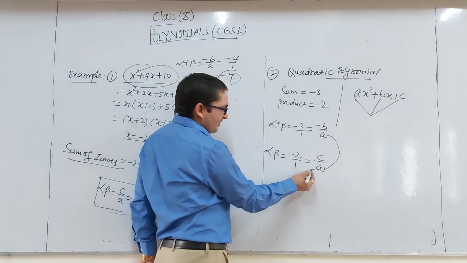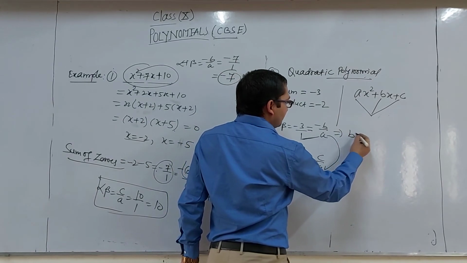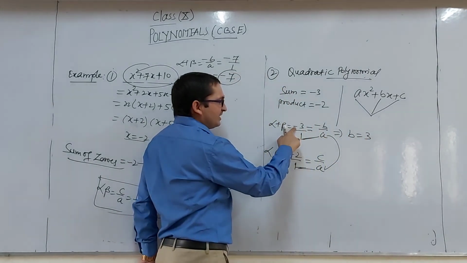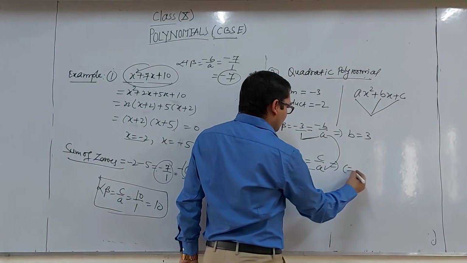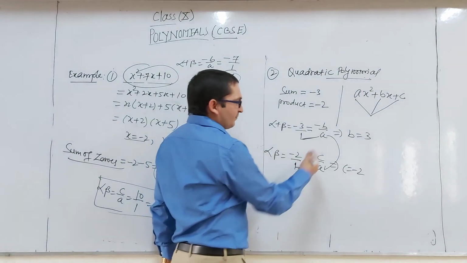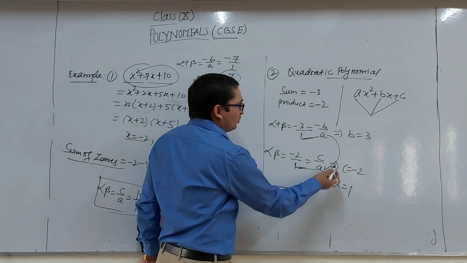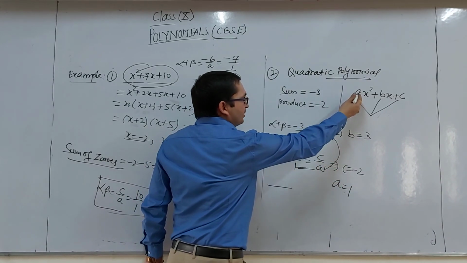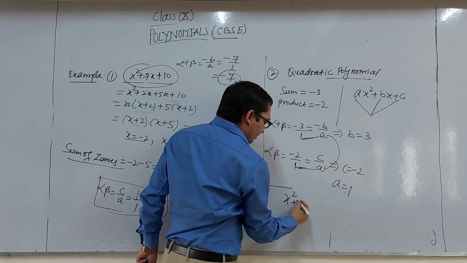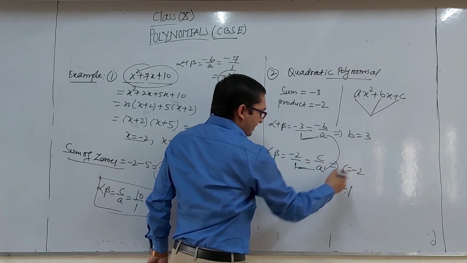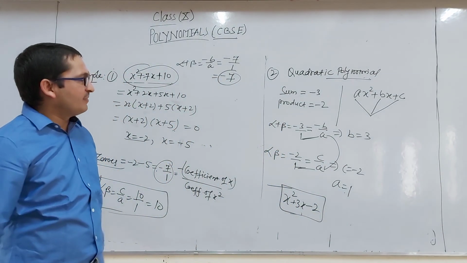The denominator is a in both cases, right? It means the value of a is 1. This implies that b is equal to 3, since minus b is equal to minus 3. This implies that c is equal to minus 2. So we got the values of b and c, and a is equal to 1. Therefore the quadratic polynomial will be 1 times x square, plus 3x, minus 2. So your quadratic polynomial will be x square plus 3x minus 2.